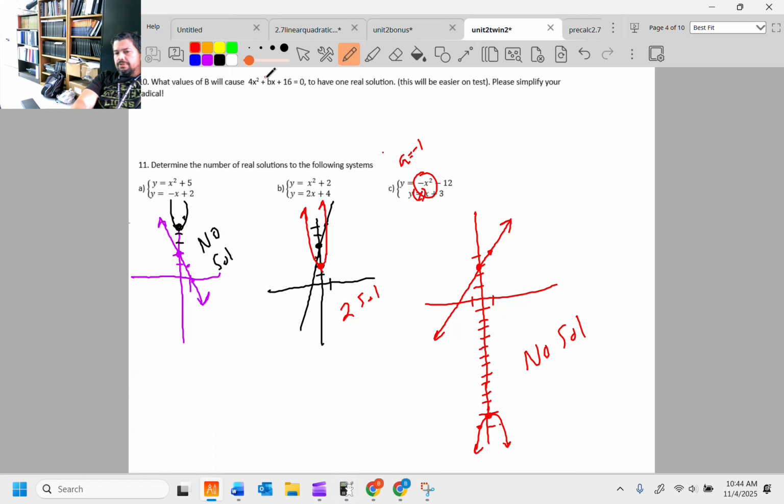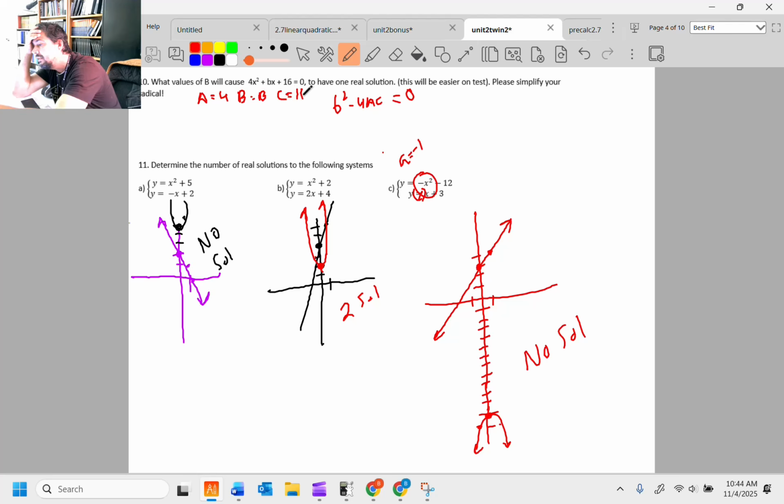Moving forward, this one's going to go better than the one on the first one. To have one real solution, b squared minus 4ac must equal 0. So a is 4, b is oddly enough b, and c is 16. And this one's going to work out better. So b squared minus 4 times a, which is 4, times c, which is 16, must equal 0. Now, if we do 4 times 4, we get 16. If we do 16 times 16, we get 256.